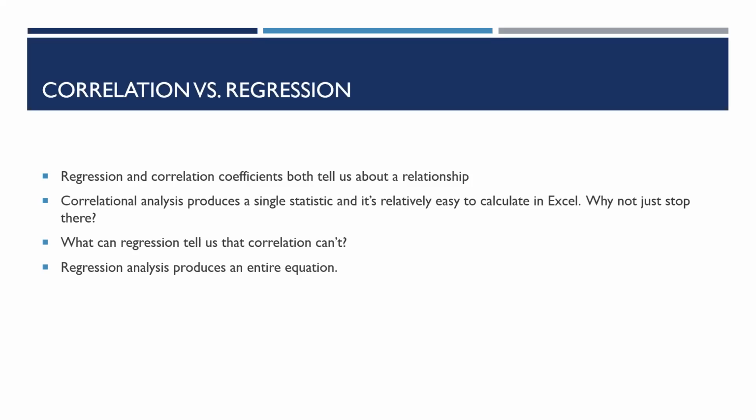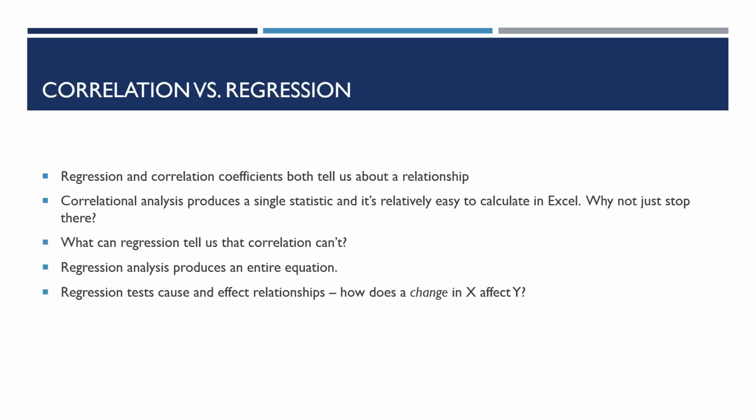So the reason that we turn to regression is that it produces an entire equation. All correlational analysis does is tell us how things move together. It makes no assumptions about causality, right? So, you know, we can calculate correlations for relationships that are completely spurious. Regression allows us to minimize the chances of making that type of error, right? And regression is actually a test of a cause and effect type of relationship.